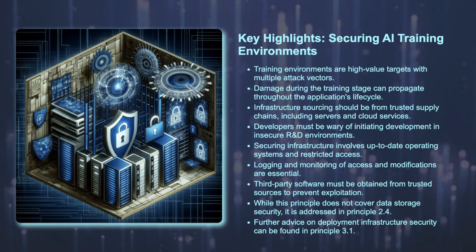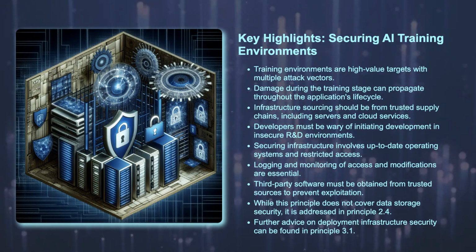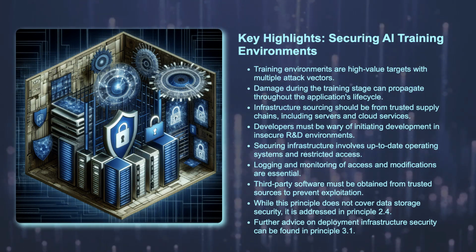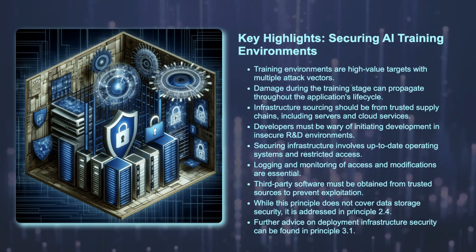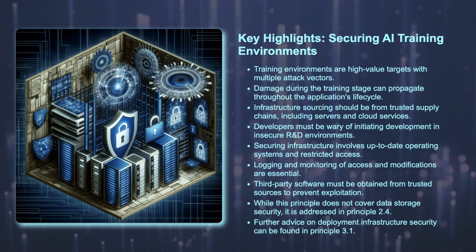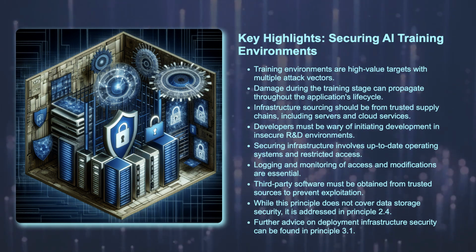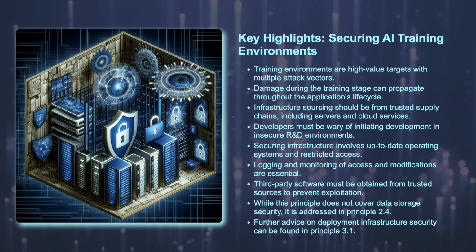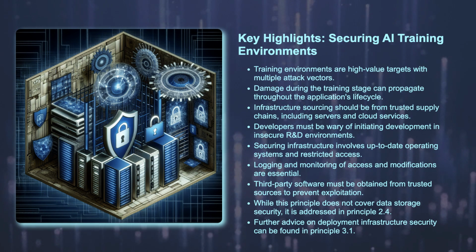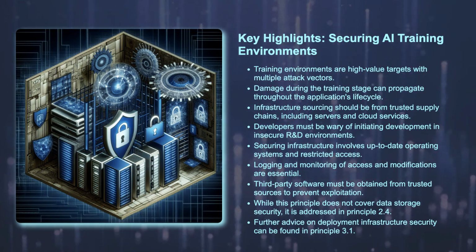Why does this principle exist? The security of the environment in which your model is developed and trained is critical. At the training stage of the life cycle, valuable assets, e.g. training data, come together with external inputs, e.g. software or open-source pre-trained models. This creates a high-value target with multiple possible attack vectors. Damage or exploitation at this stage could enable attacks that propagate throughout your application's lifecycle.